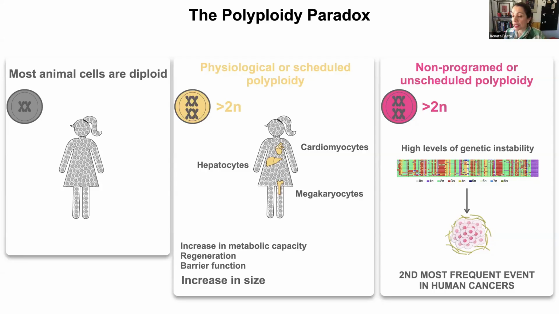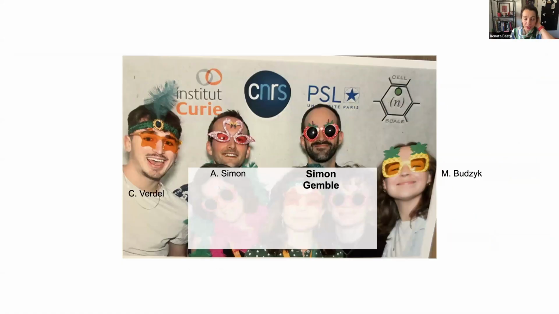This is normally associated with whole genome duplications that lead to high levels of genetic instability. So the key point is why a certain condition can be an advantage and not generate genetic instability, and this exact same condition leads to transformation. This is one of the questions we have in the lab, and we try to compare both physiological and non-physiological polyploidy to answer this question.